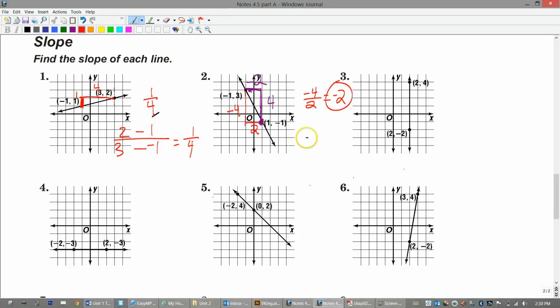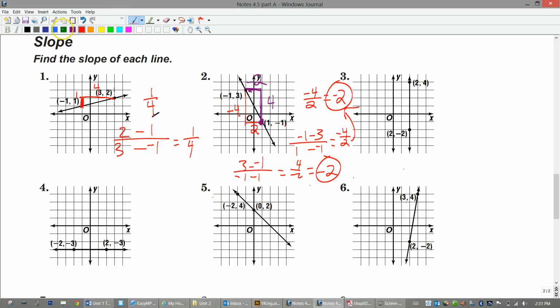You could use the formula. You could do negative 1 minus 3 over 1 minus negative 1. You would get negative 4 over 2, which is back to the same thing. Okay. Either way. You could do it another way, I suppose. Instead of doing negative 1 minus 3, you could do 3 minus negative 1 over negative 1 minus 1, 4 over negative 2, which is negative 2, same spot. Lots of different ways.